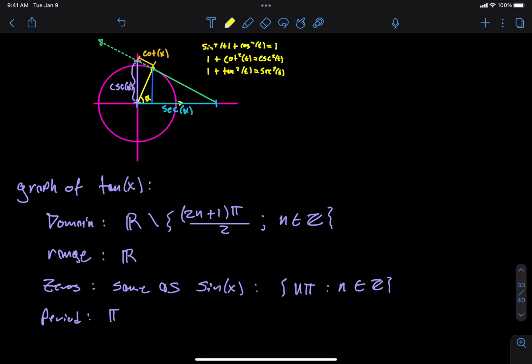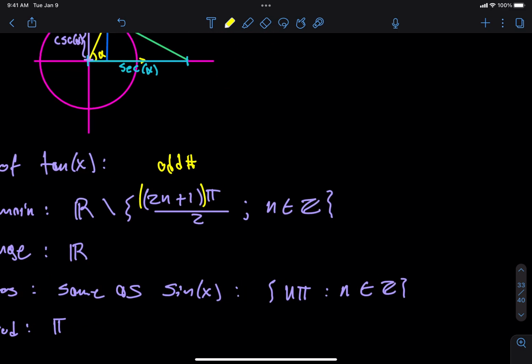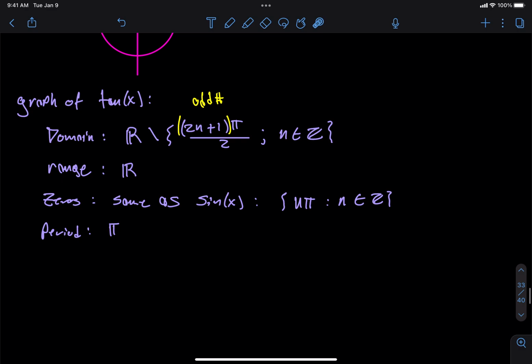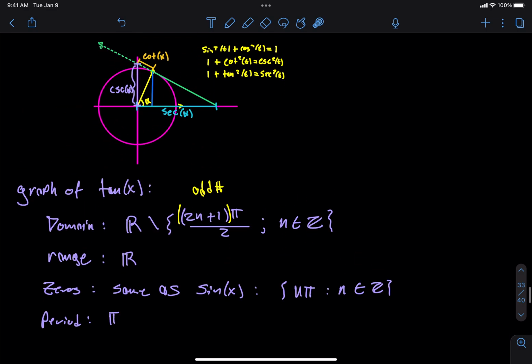So let me highlight that. This is an odd number. And multiply by pi, divide by 2, you will get an angle which points either straight up or straight down. Those are the options for these guys. So these are the numbers which we should exclude from the domain of the tangent function. They are going to be where I have the asymptotes of this function.